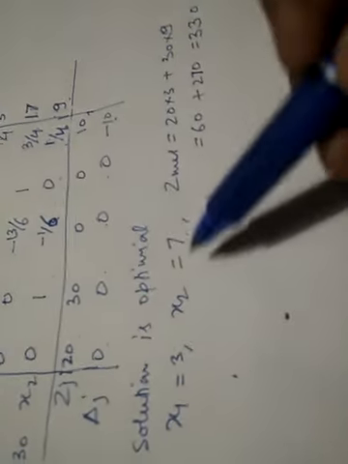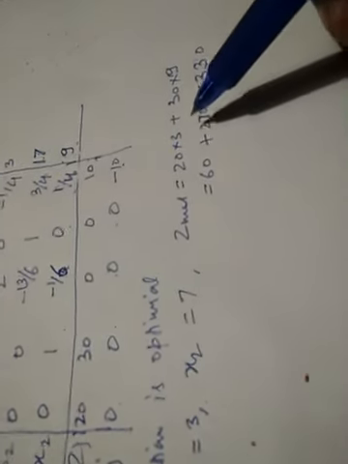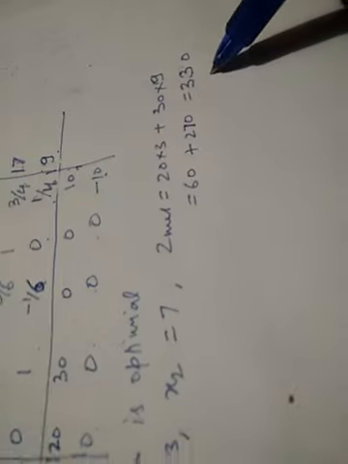Now we are going to write the answer. x1 is equal to 3, x2 is equal to 9, and z max is equal to 330. So this is the answer.